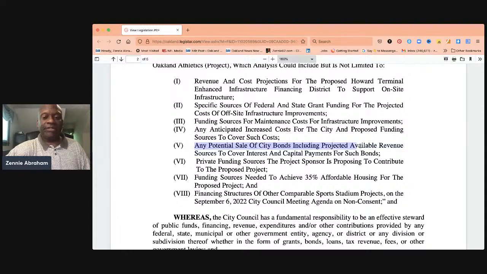Any potential sale of city bonds, including project available revenue sources to cover interest and capital payments for such bonds. This proves right here that Councilmember Gallo does not understand what he's writing about, because when you float a bond for a particular project, a development project, you generally consider it a revenue bond. You identify revenue that generally the project itself generates, in this case, tax increment revenue, all right? Item 5 doesn't mention tax increment revenue. It doesn't mention that the legislation says that the city does not back the bonds. It doesn't float the bonds. The Public Financing Authority does.